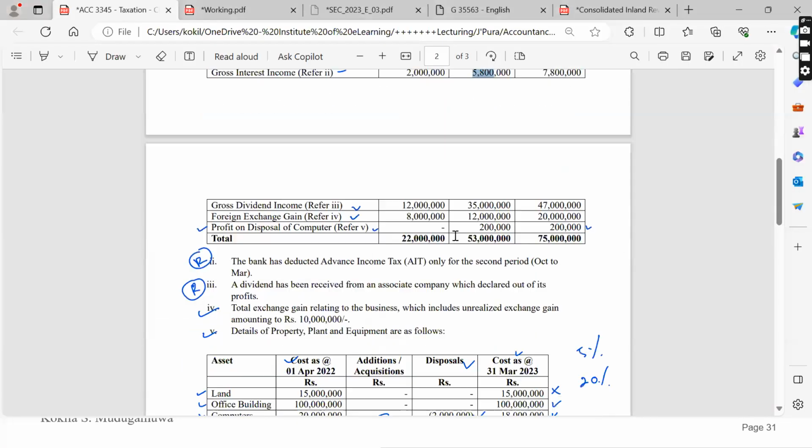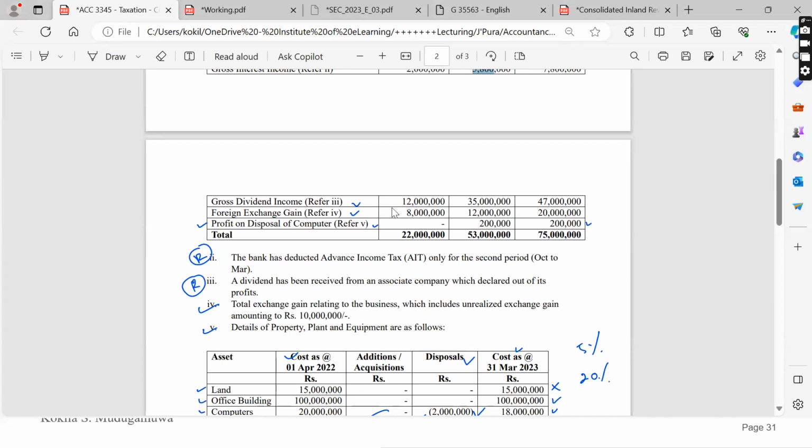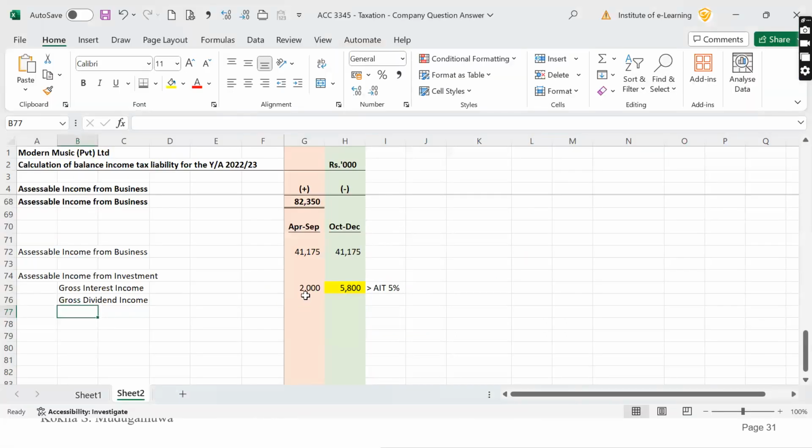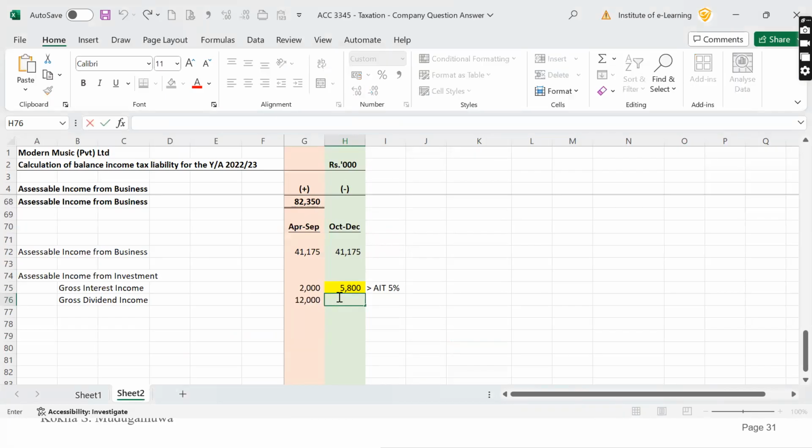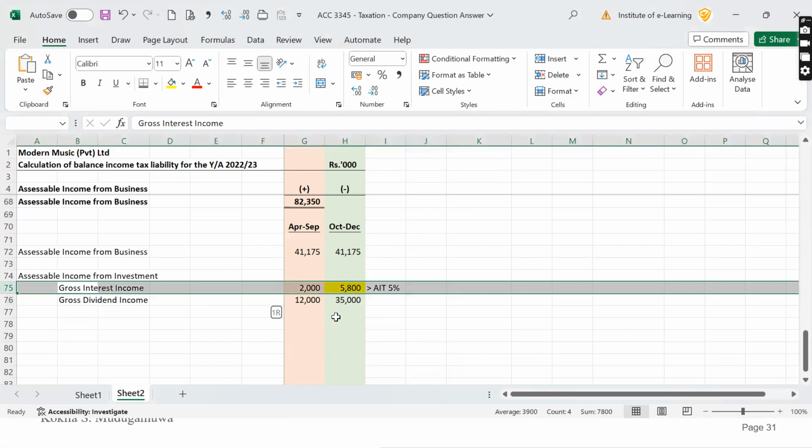Then dividend, first period 12,000, second period 35,000. Here for interest income, one more thing.